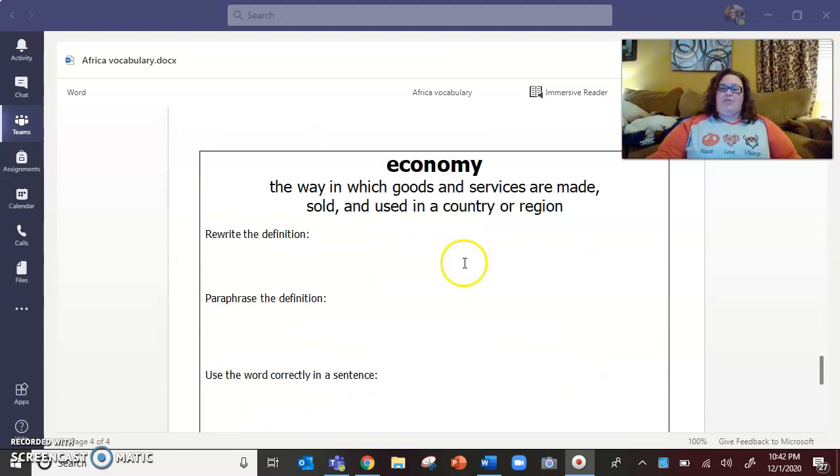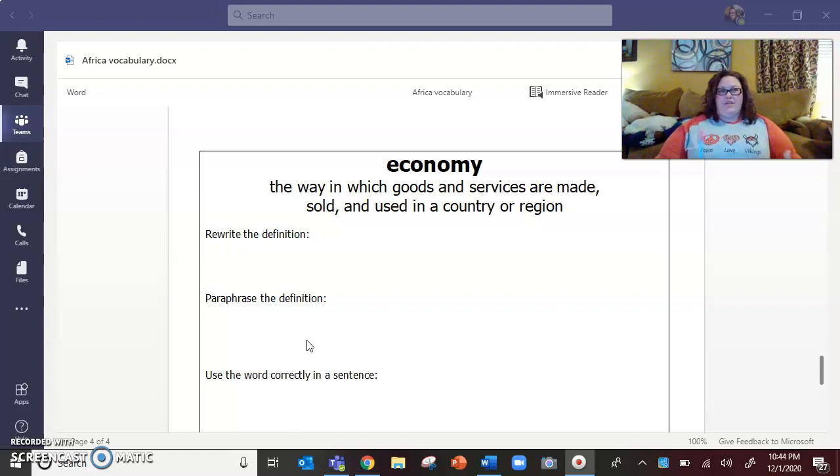And our last vocabulary word is economy. Economy. The way in which goods and services are made, sold, and used in a country or region. So you're going to rewrite the definition word for word. And then we have talked a little bit about the economy. When we did the bartering activity, you had those little squares of paper and you bartered or you traded fish for bread or gold for pottery. Yes, you remember doing this?